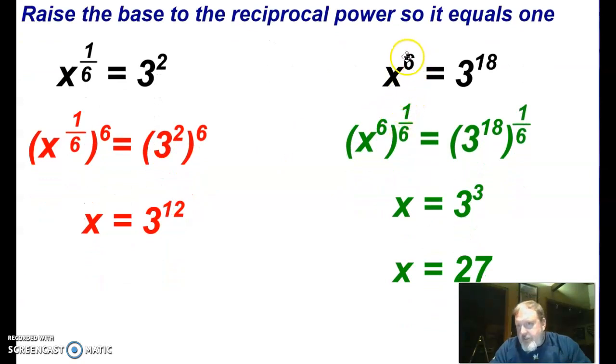Similarly, here I got x to the 6th, so I'll go to the reciprocal, the 1/6 power. That gives me x to the 1st. 18 to the 1/6 power is 3, 3 to the 3rd, 27. So again, anytime you have a rational exponent, you need to solve, simplify, multiply by the reciprocal.